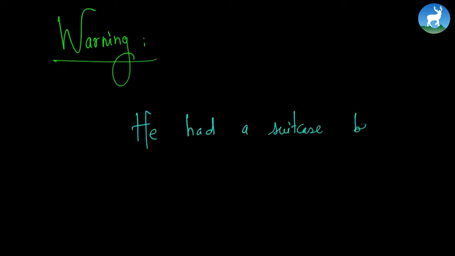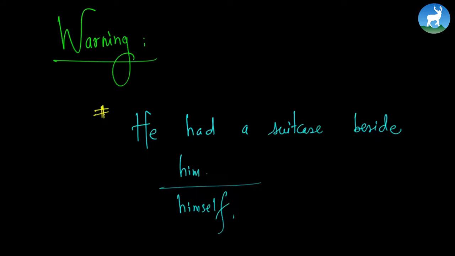Alright? But there's a warning. What is the warning? The warning is this. He had a suitcase beside him or beside himself. Decide what is the correct answer. This is the area where many students get confused. Of course, he had a suitcase beside him, not himself. Himself is wrong. Why? Because we use a personal pronoun, not reflexives, after prepositions of place.